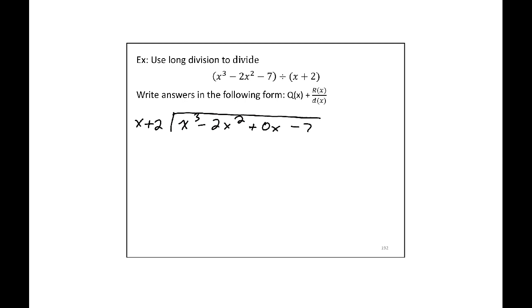So the question is, what can I multiply x by to get x cubed? Well, thinking about our exponents, that would mean I need an x squared multiplied by x. X squared times x would be x cubed.